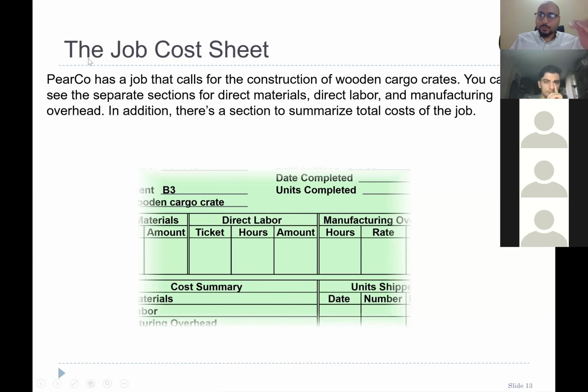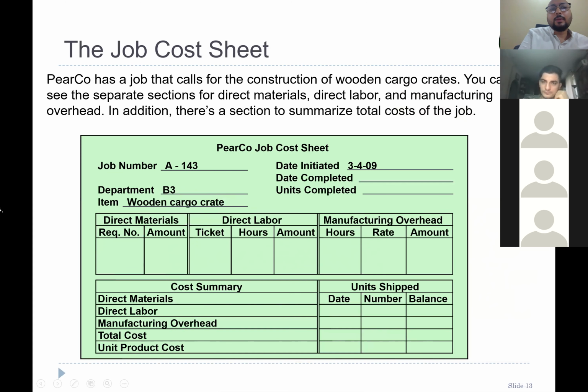So here we go. This is called the job cost sheet. Let's talk about this. We have an example: Pierco has a job that calls for construction of wooden cargo crates. You can see separate sections for direct material, direct labor, and manufacturing overhead. This is the date on which the job is initiated, this is the job number A143, date, units completed, and department. This is the responsibility of the B3 department.